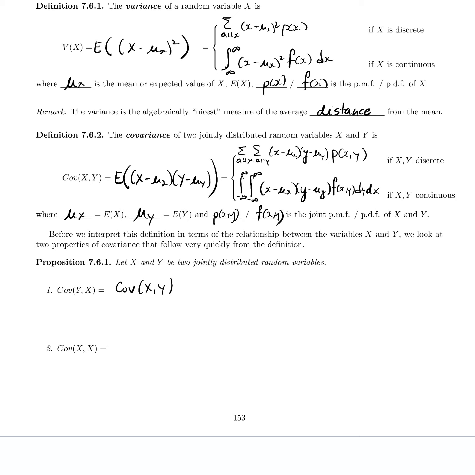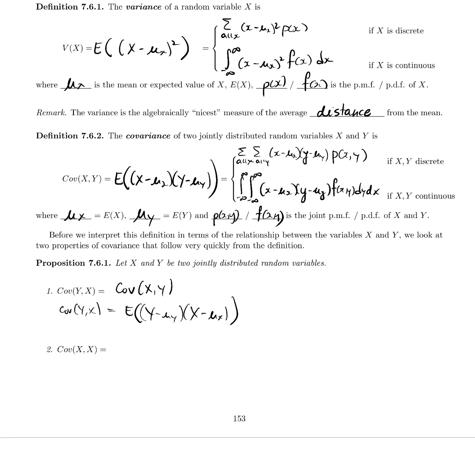So we have the covariance of YX. If we keep the order that we have in the definition, that's Y minus its mean and X minus its mean inside the expected value. That's just a multiplication, and so we can reverse the order of that very easily. So that's the expected value of X minus its mean and Y minus its mean, and that is the definition of the covariance of X, Y in that order.